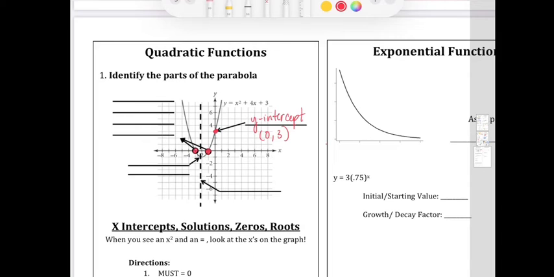At this spot and this spot, it's where my U-shaped graph touches the x-axis. So those are called x-intercepts. X-intercepts are also called solutions, zeros, and roots. So anytime you see those words, my answer is where it touches the x. It touches it at -1, and it touches the x at -3.